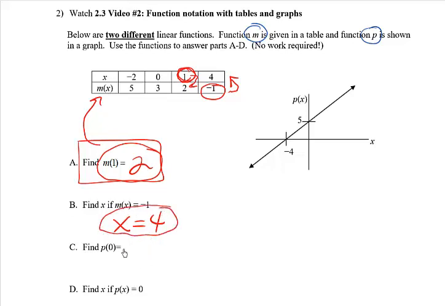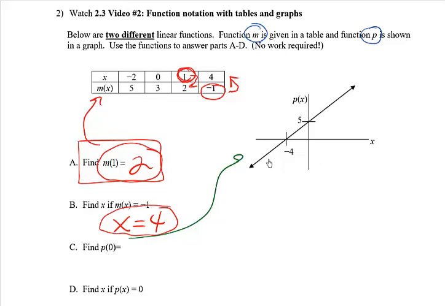Okay, let's try letter C. Letter C says go to function P. Well, that's not the table. I'm going to be going to the graph now for part C, and it looks like part D as well. So I'm headed up to the graph. I'm supposed to stick 0 in, right? It's in the input slot, and I'm supposed to say what comes out. Well, how do I do inputs and outputs on a graph? It's just x's and y's.